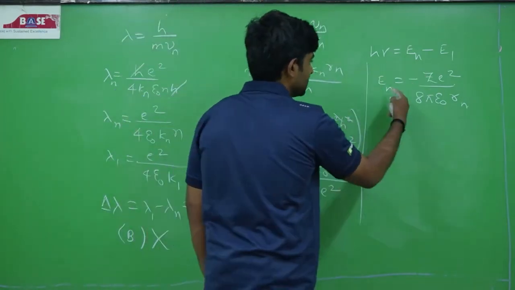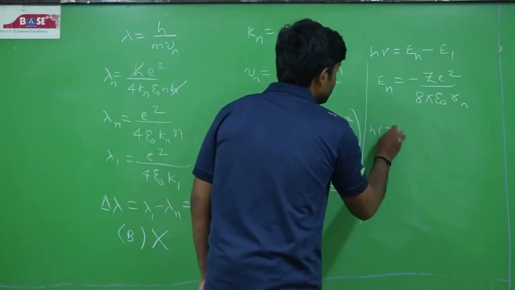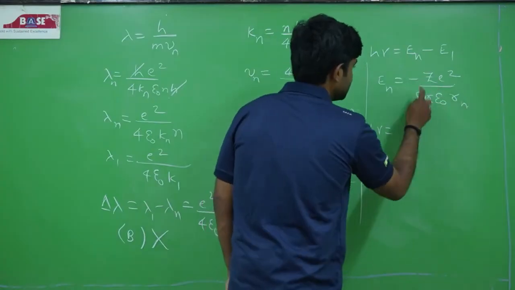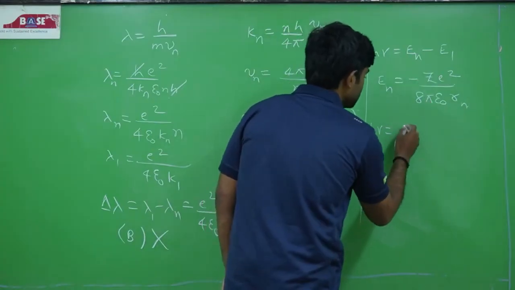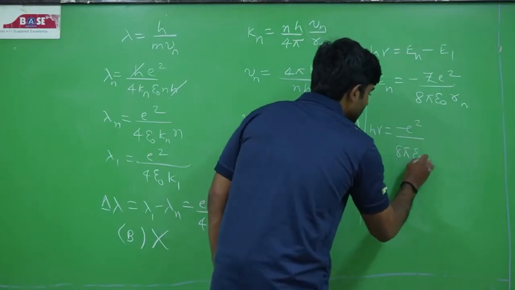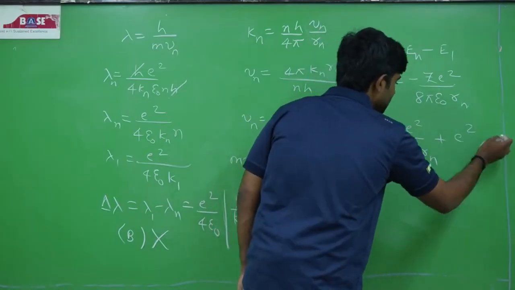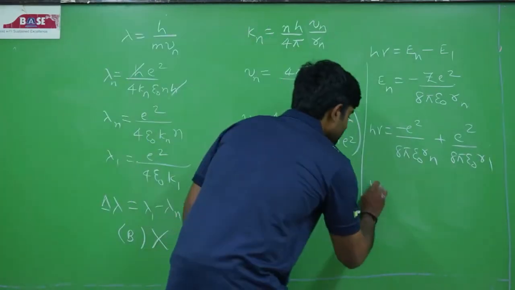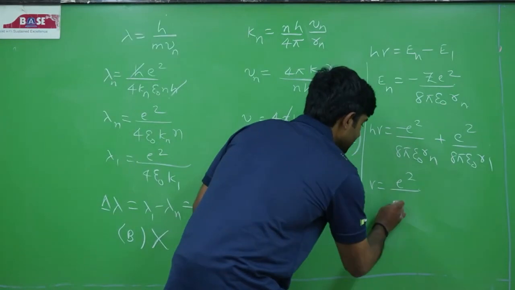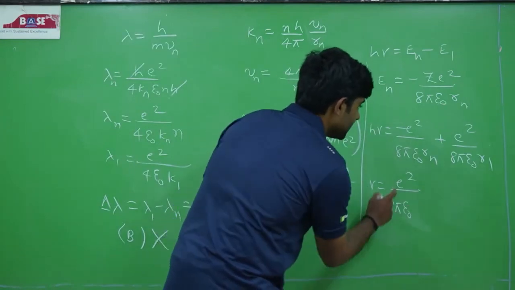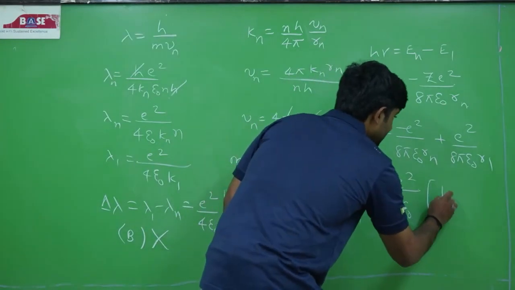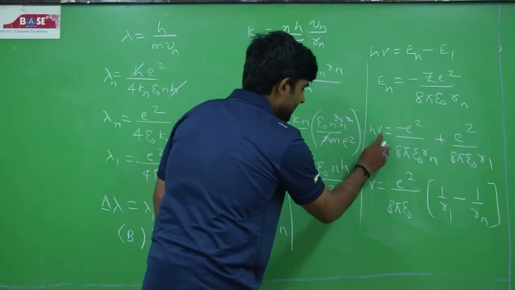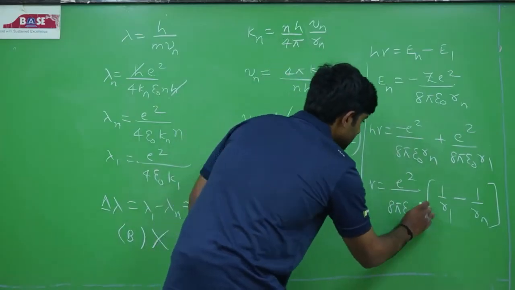Then we'll just use the difference of this. So h nu would be, say Z equals 1 here, final energy minus initial energy: minus e squared by 8 pi epsilon naught R1 plus e squared by 8 pi epsilon naught Rn. That's the change. So we'll have nu equals, taking all the common terms, e squared by 8 pi epsilon naught h times 1 by R1 minus 1 by Rn, where I've transferred the h here.